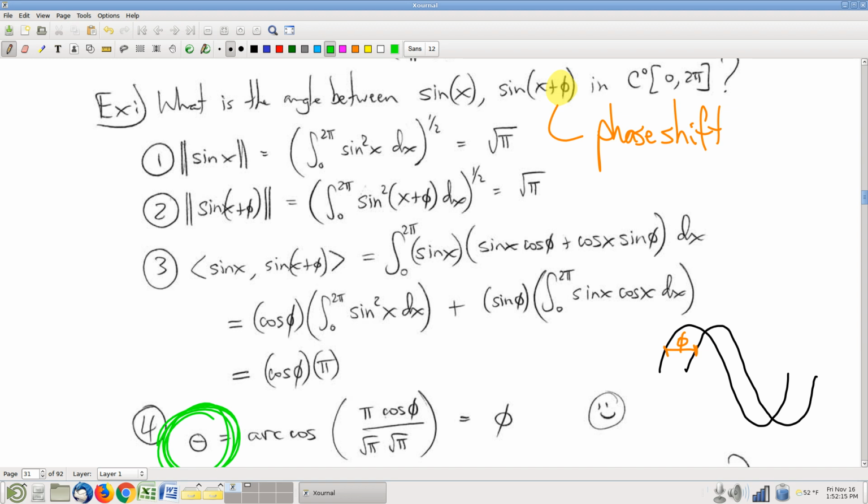So small phi suggests you should have a small theta. And then the last example I like to point out is, let's imagine what happens when phi is pi. Here's phi being pi.